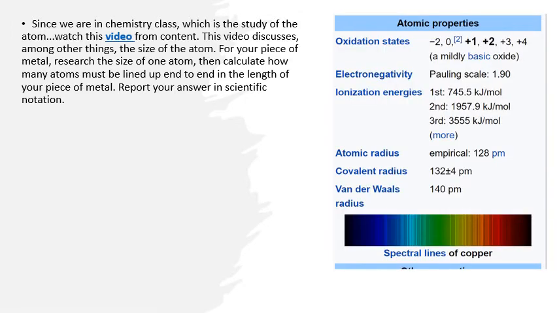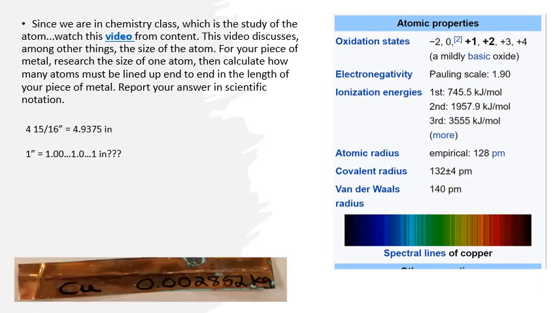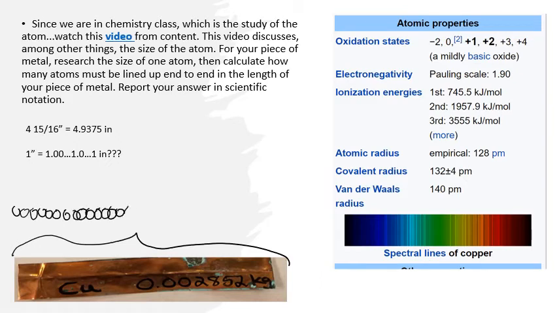Another part of this discussion was looking at, since we're in chemistry, we want to think about atoms and thinking about the size of atoms and how small or large they are compared to our macroscopic view. So the idea here was to look at the length of your piece of metal and say how many coppers are actually lined up in there. Well, to figure that out, you would have to know the size of a copper atom. Again, Wikipedia. There's a radius given over here.